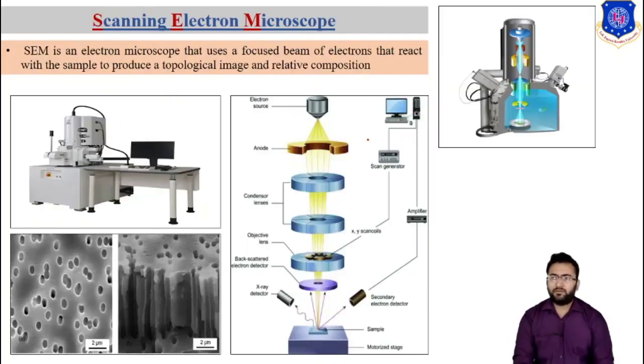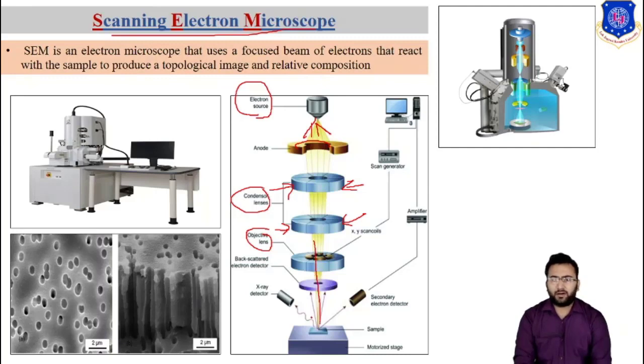Now let's discuss SEM, known as scanning electron microscopy. In scanning electron microscopy, an electron source is provided from which electrons are bombarded towards the condenser lens. There are two condenser lenses: this is the primary condenser lens and this is the secondary condenser lens. The electron beam passes from the anode to the primary and secondary condenser lenses. Then it passes through the objective lens and is scattered on the surface of the sample, or specimen.